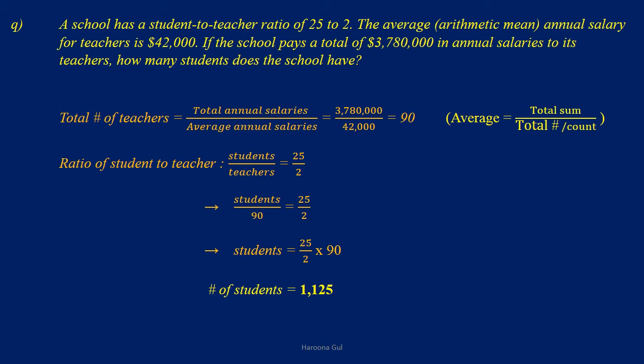You see, now the question has become very easy to solve. What we're going to do is simply put this information in ratio form. Now students over teachers is equal to 25/2, that is the ratio of students to teachers. And we do not have the information of students, but we do have the number of teachers with us. So students over 90 is equal to 25/2, and in this way we can easily find out the number of students, which is equal to 1125, right? Okay, let's move on to another question.